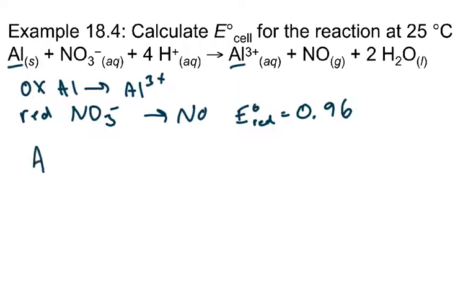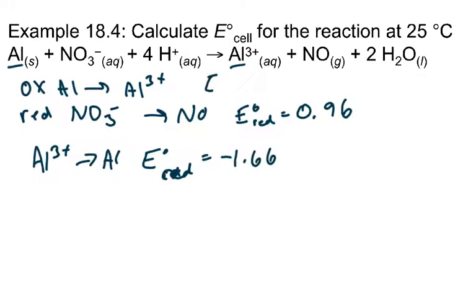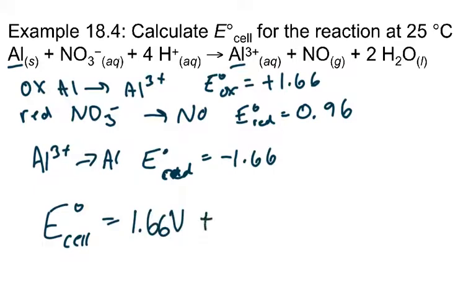0.96. My reaction of Al3 plus to Al gets me a reduction potential of negative 1.66, which means my oxidation potential for this one up here is positive 1.66. So my cell potential is 1.66, and these are all in volts, plus 0.96 volts gets me 2.62 volts as my overall cell potential.